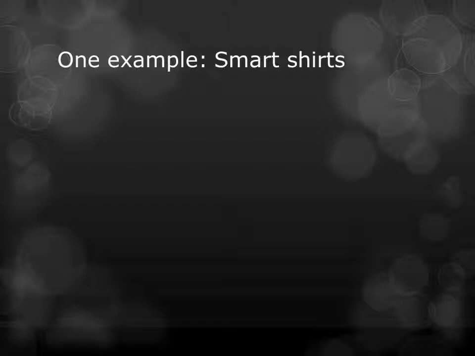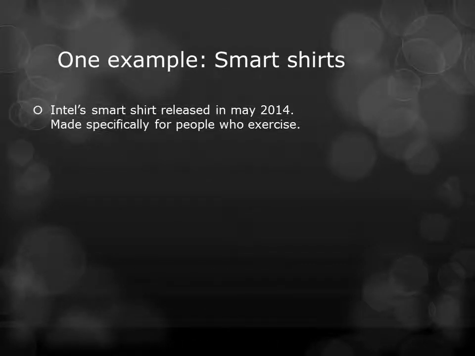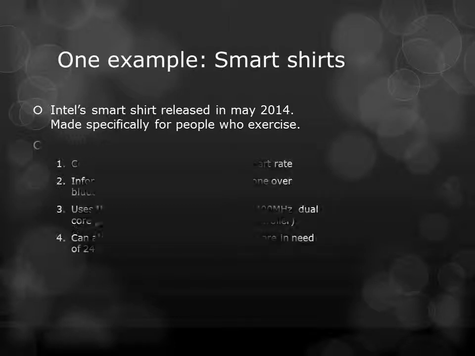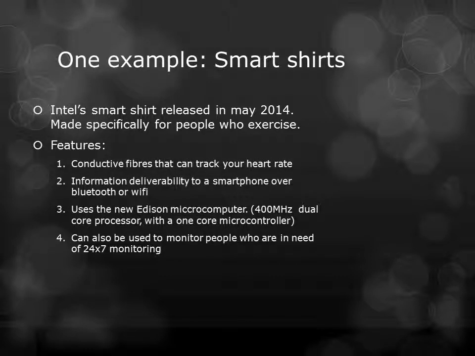So Intel came out with its smart shirt in May 2014, and it is specifically made for fitness, for people who like to exercise. These are some features of it. It is used to track your heart rate through conductive fibers and a pulsometer. The information from these pulsometers is taken from your conductive fibers to a microcontroller, and this processed information is sent to a smartphone over Bluetooth or Wi-Fi or even 3G, depending. This can be transmitted to hospitals as and when required.